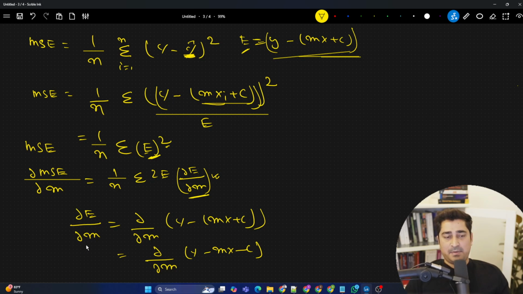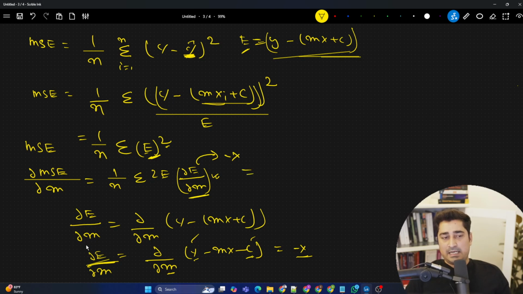What will be d by dm? Now it's very simple, right? With respect to m, we are trying to find out. So this is constant. Derivative for constant is 0. This is constant too, because with respect to m we are trying to find out. So what is the derivative? Can I say it is going to be minus of x? This will be 0, this will be 0. This is nothing but m to the power 1. So 1 into m to the power 1 minus 1, so m to the power 0 is equal to 1. So minus of x. So can I say that d by dm is giving me minus of x? Yeah, minus of x.